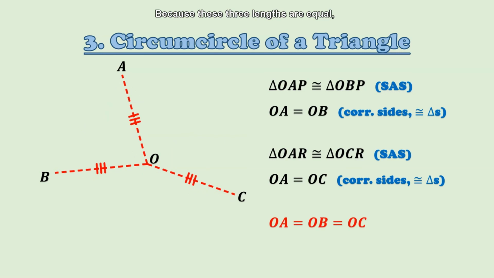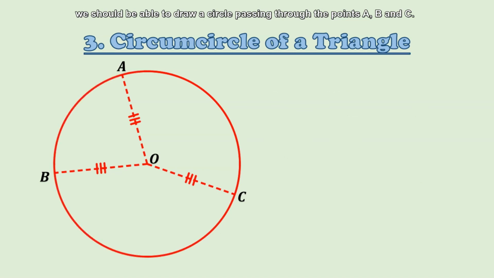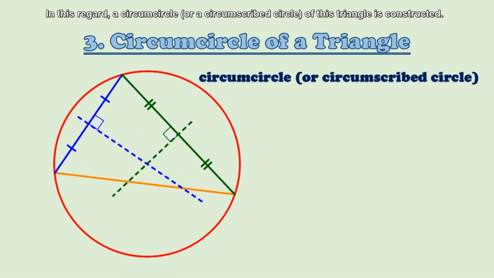Because these three lengths are equal, when we consider O as the center and OA as the radius, we should be able to draw a circle passing through the points A, B, and C. In this regard, a circumcircle or a circumscribed circle of this triangle is constructed.